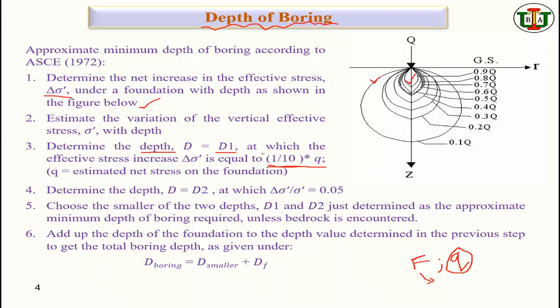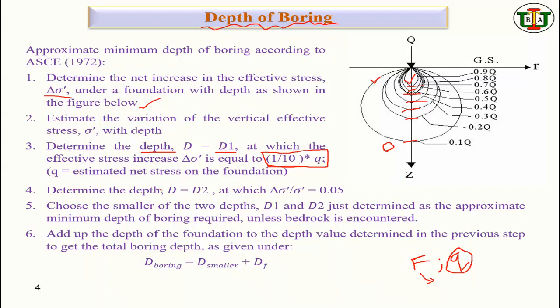So somehow we need to find out at which depth it is giving you this 0.1 Q. Suppose this is a depth, and another depth here. Every point has a depth, so you can find the value. So it would be your D. Do you understand now? So this is one way to find out D1.